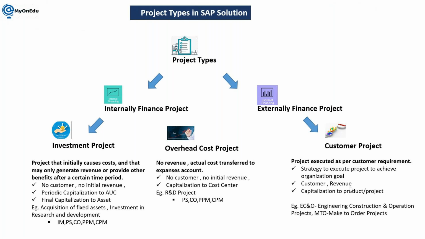So all different types of project, either MTO or ECO, any kind of project, come within these three types: investment project, overhead cost project, and customer project only. We'll understand IM, investment management, which is the supporting module for investment project scenarios. Then specifically, Project System helps us manage all types of project, either investment project, overhead cost project, or customer project.